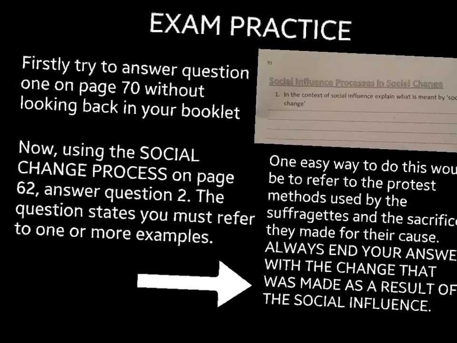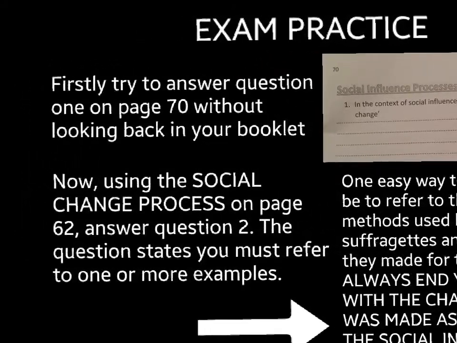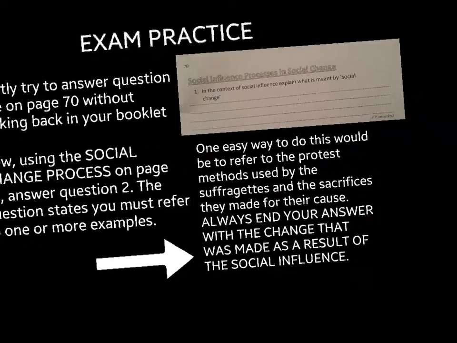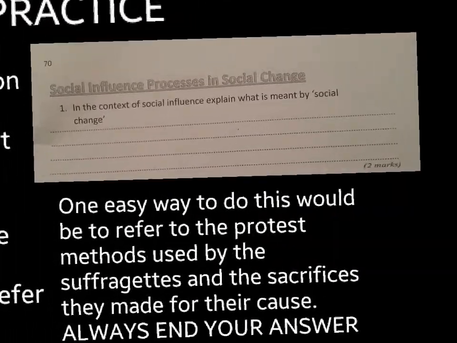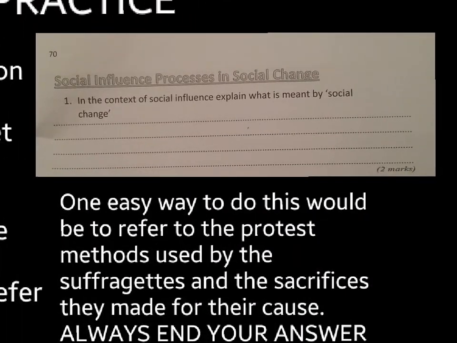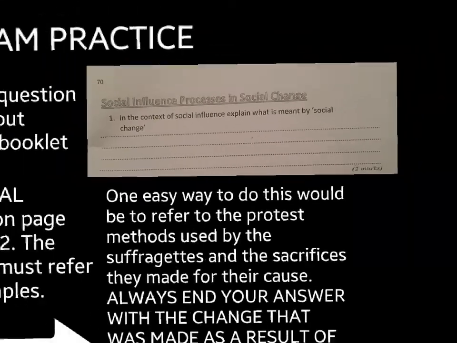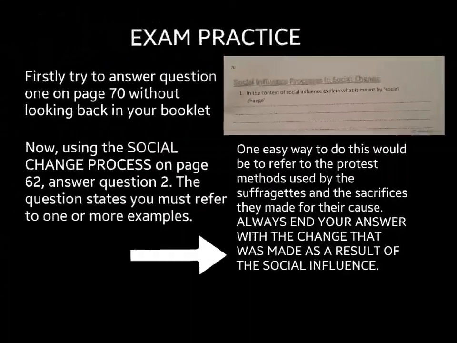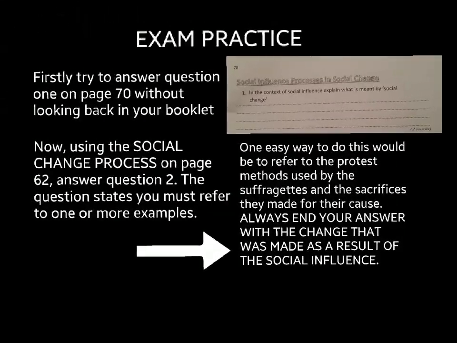There are 4 kinds of questions that you could be asked. The first one is nice and straightforward. Turn to page 70 in your booklet. It's just a 2-mark question that I referred to at the start of this lesson. In the context of social influence, explain what is meant by social change. I'd like you to have a go at that now, please, if you can, without looking back in your booklet.